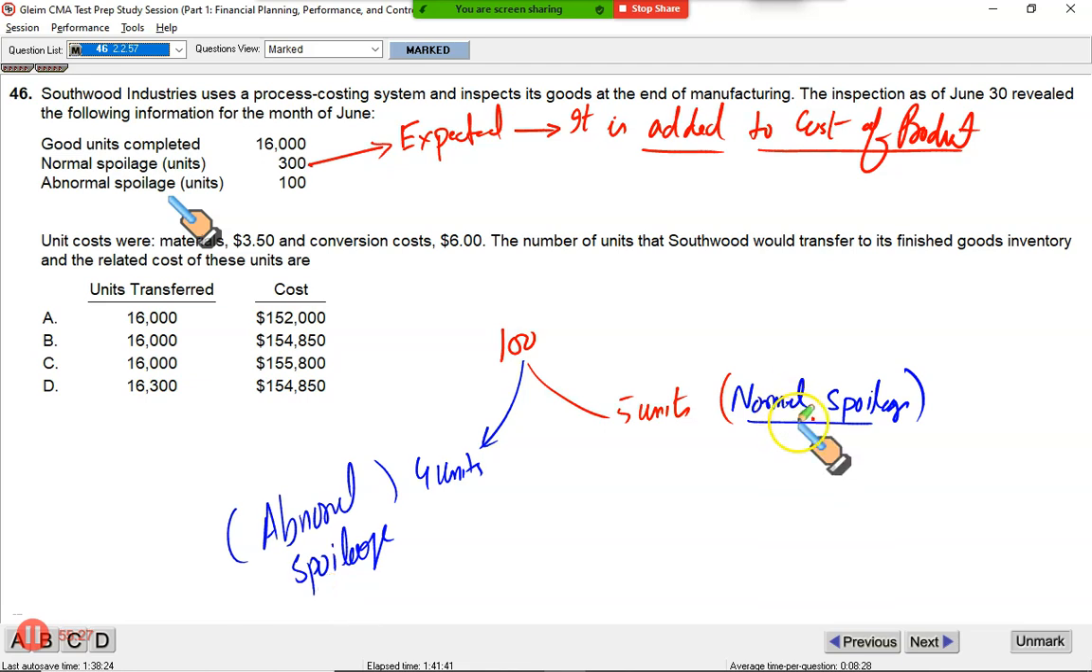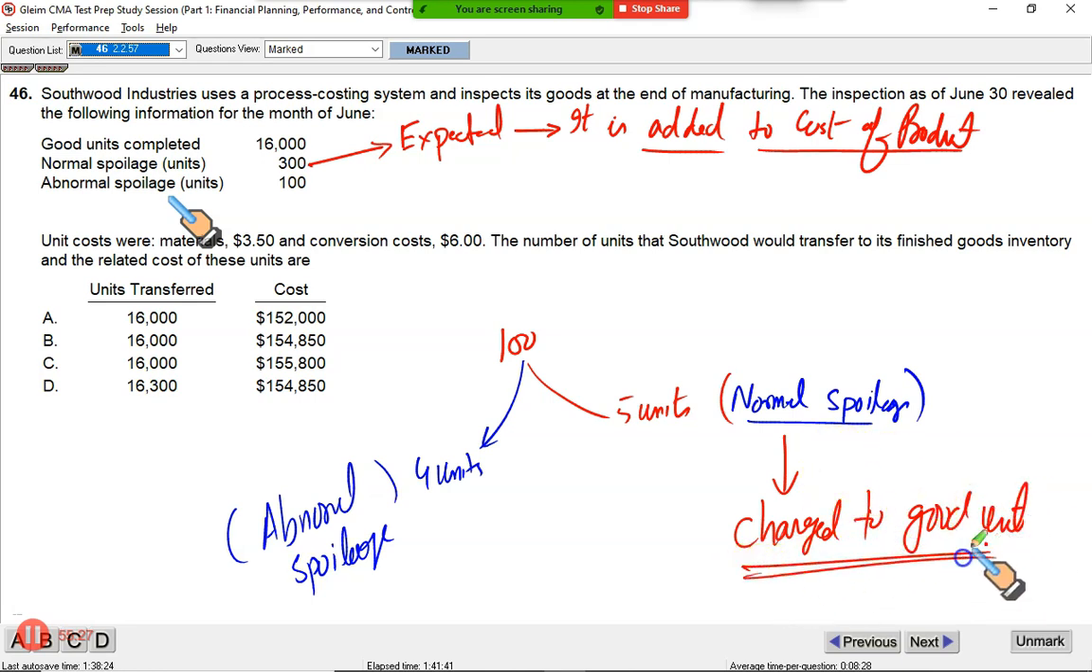Please remember, normal spoilage is not separately treated. It remains within the good units. Its cost is charged to good units. Its cost is not separated. Whatever is produced in good units, the cost is kept within good units.